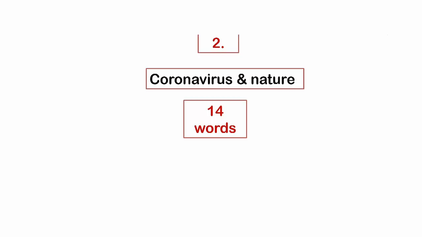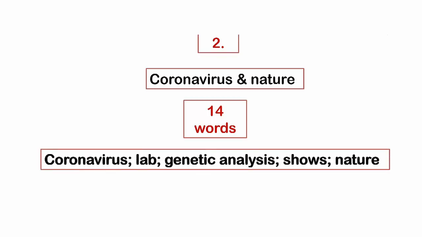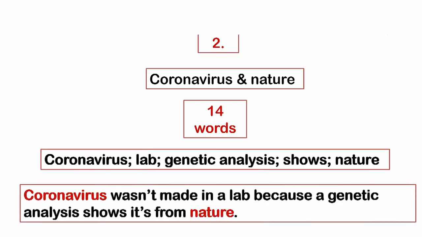Coronavirus wasn't made in a lab because a genetic analysis shows it's from nature. And finally, sentence number 3. Butterfly wings are pretty cool because of special structures that protect them from overheating in the sun.